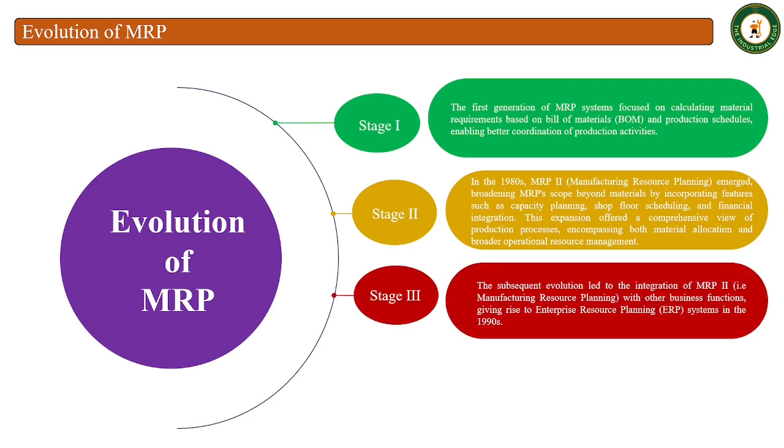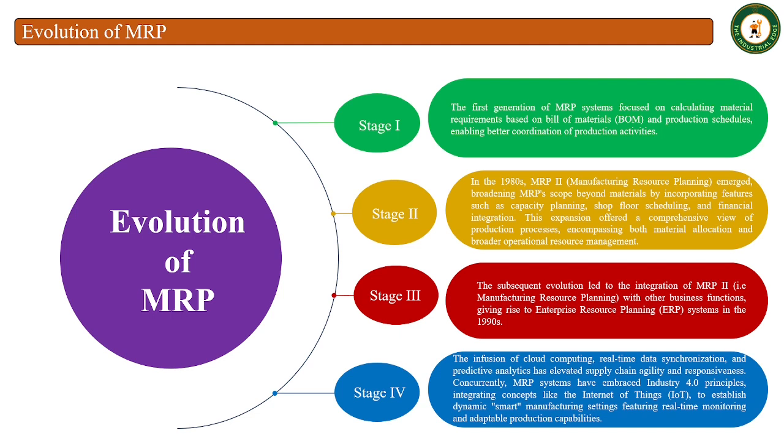Stage 3. The subsequent evolution led to the integration of MRP2, that is Manufacturing Resource Planning, with other business functions, giving rise to Enterprise Resource Planning, that is ERP, systems in the 1990s.